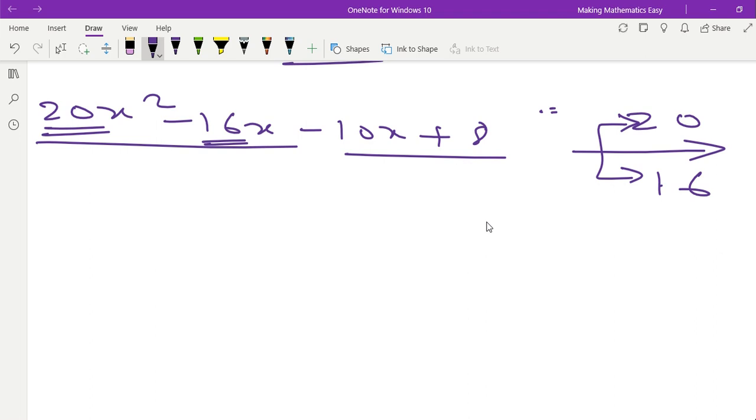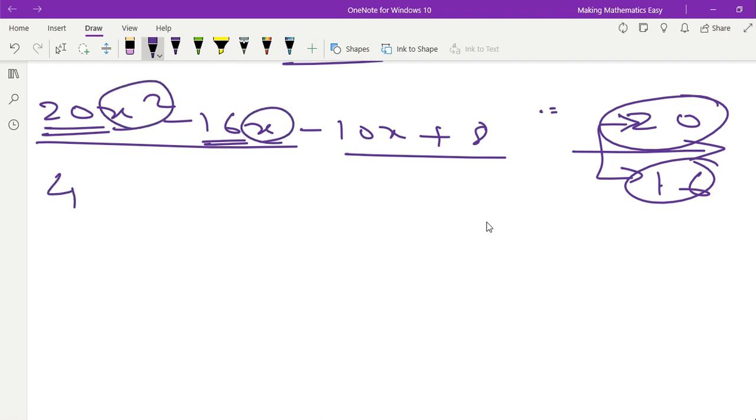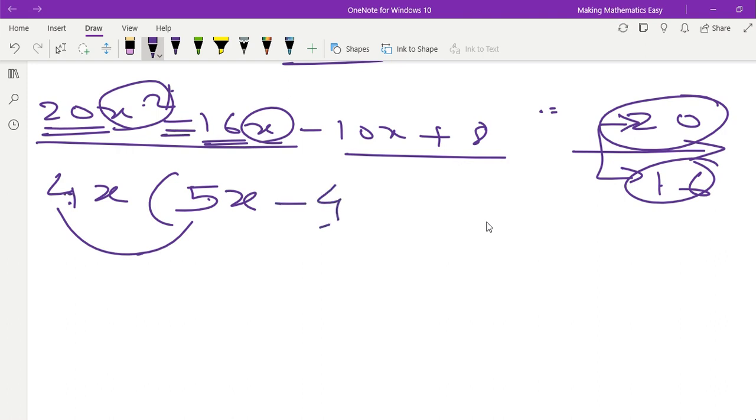Correct. So in the table of 4 there is 16 as well as 20, there is no bigger table which has both 16 and 20. So your common is 4 over here. Now you have x square and x, so your x is common. Now 4 5s are 20. Out of x square, x is already outside, so you have only one x over here.